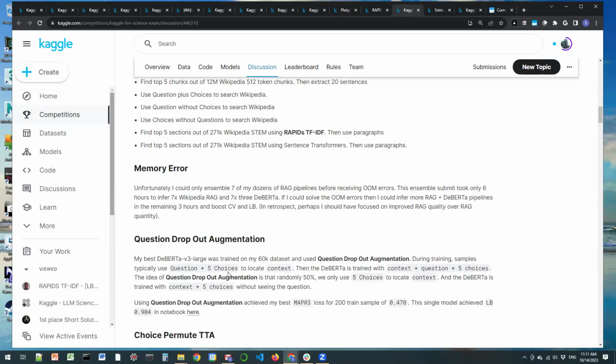Context, question, 5 choices. Currently, one way of augmenting is to drop the question. So 50% of the time we use only the 5 choices to look at. The debater is then trained with just context plus 5 choices, rather than context, question, 5 choices, without seeing the question. Using question dropout augmentation, achieve best math 3 loss for 200 trained samples. And this single model achieved a leaderboard of 0.904. That's fascinating.